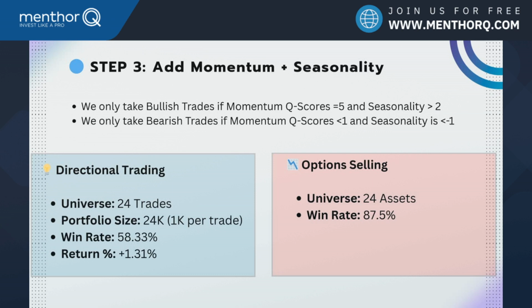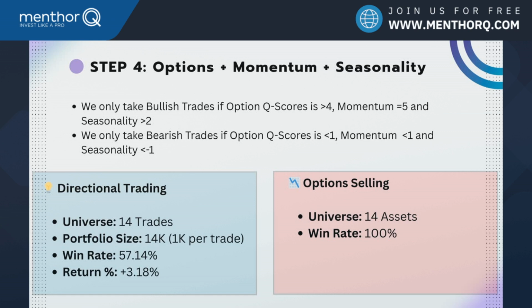But then we want to take it a step further. So let's now put everything together. Now we are adding our option score, our momentum score, and our seasonality score. We only take a bullish trade if our option Q-Score is greater than 4, our momentum score is equal to 5, and our seasonality score is greater than 2. And we only take bearish trades if our option score is lower than 1, our momentum score is lower than 1, and our seasonality score is lower than -1. So we're now combining the three scores together.